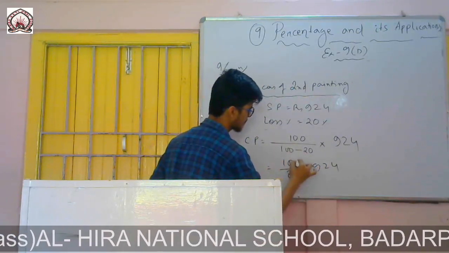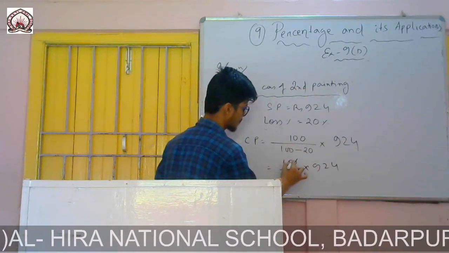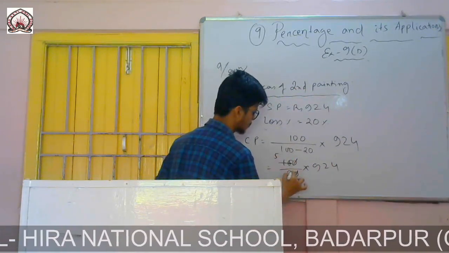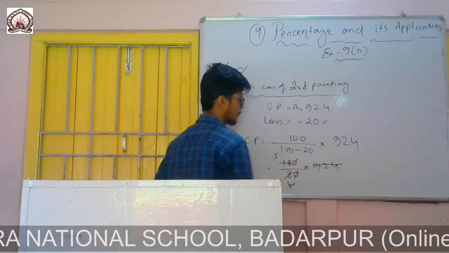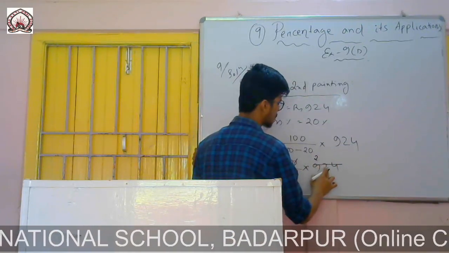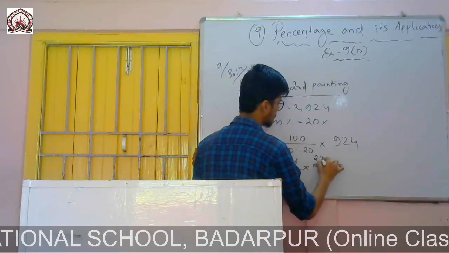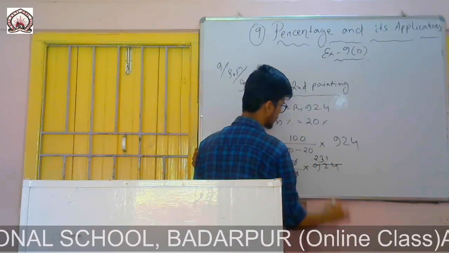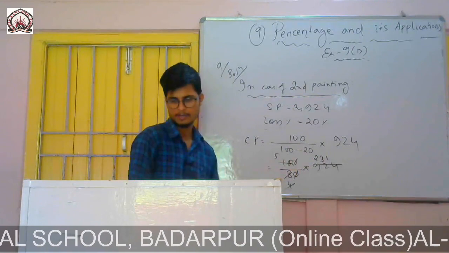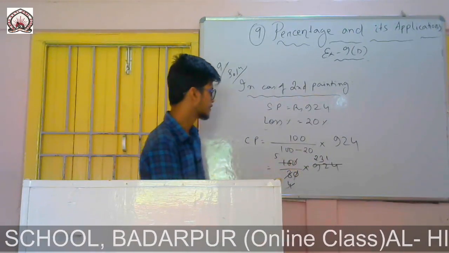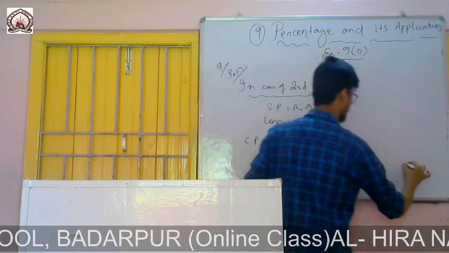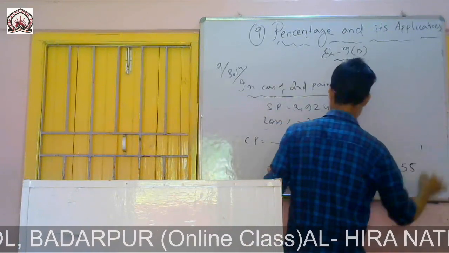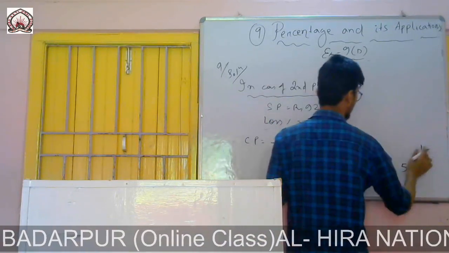924, I can cancel the 0s. Then 5 2s are 10, 5 4s are 20. With 4 I can cancel this one. 4 2s are 8, 4 3s are 12 and 4 left, 4 1s are 4, so 231. So 231 into 5, it is rupees: 5 1s are 5, 5 3s are 15, 5 in my hand, 5 2s are 10 and 1, 11.